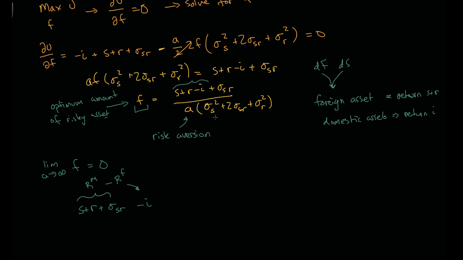And on the bottom here, all of this is just a measure of risk. This is the variance of the risky asset. And we have this covariance term here because there are two sources of risk in the risky asset. So all we're saying is that the amount of f that you hold is going to be equal to the amount of money that you can hope to gain from holding that asset, but then mediated by the amount of risk that you're exposing yourself to when you hold that asset. So it's quite intuitive. It makes a lot of sense.